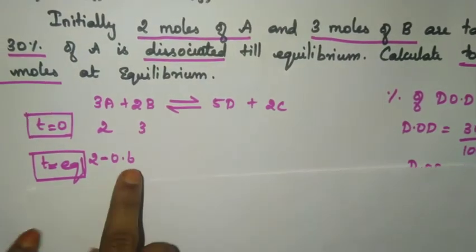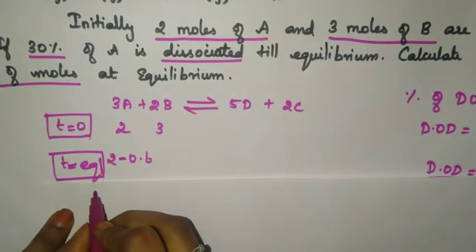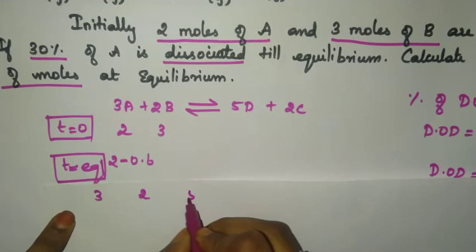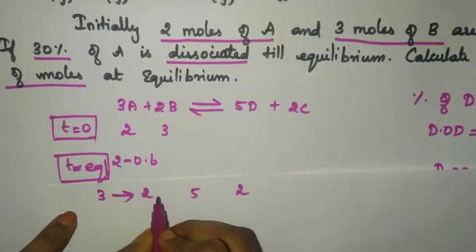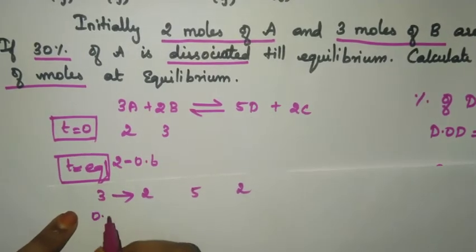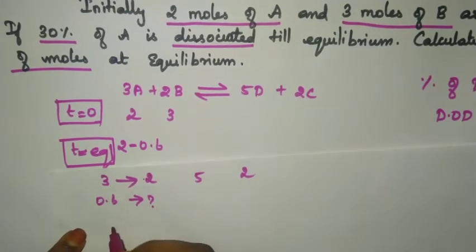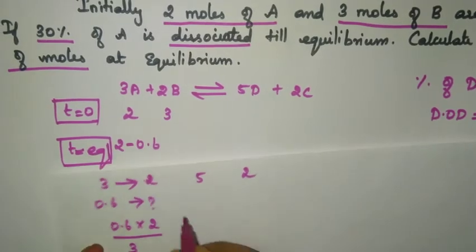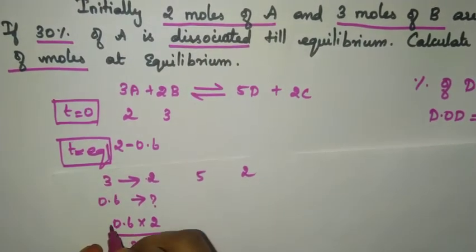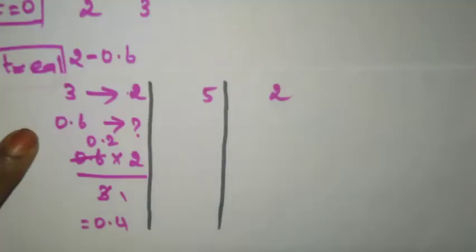So the most important trick is you have to write the stoichiometry of the reaction. So 3, 2, 5, 2. That is, 3 moles gives 2. Then how much does 0.6 moles give? For that you have to cross multiply: 0.6 into 2 by 3. So 1, 0.2, so the answer is 0.4. So 0.4 mole gets dissociated from this.